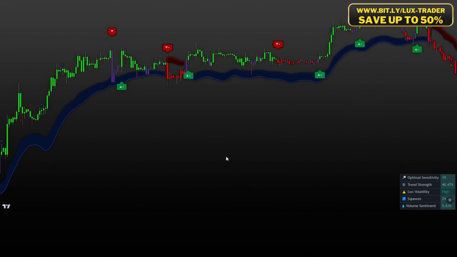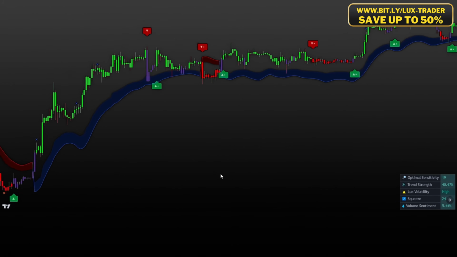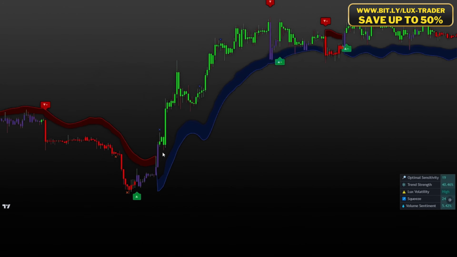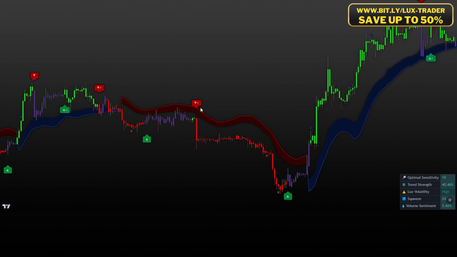Next, we have our candle coloring. So we have green, purple, and red colored candles. Green means the market is going up. You can see the market starts going up and the candles are colored in green. Red means that the market is going down, and purple means the market might be going sideways or might be a bit choppy. So for purple candles, you might want to avoid trading.